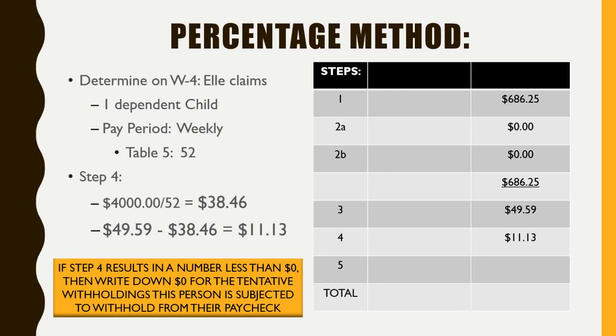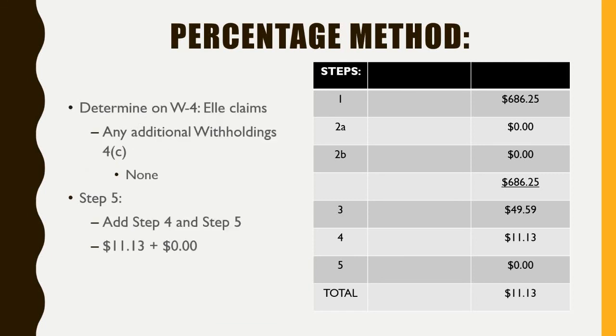And again, if you have any extra withholdings, then you deduct it there. And that's how you solve for the federal income tax withholding. So again, it is a long process, but that is how you do it.